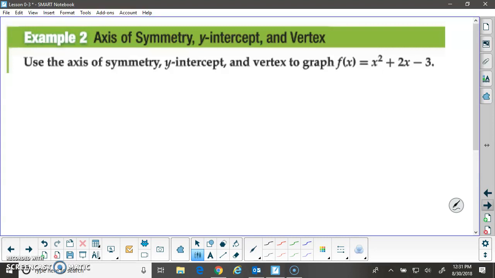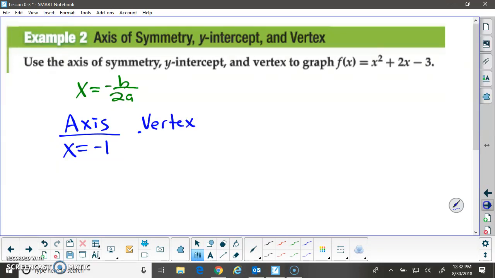So example 2 simply says use the axis of symmetry, the y-intercept, and the vertex to graph this function. Making a table of values is always a good idea, but let's use that formula to first find the axis of symmetry. So let's see here. If we do -b divided by 2a, that should be -2 divided by 2, which is -1. So there's your axis of symmetry, which means that your vertex is going to be -1 something.